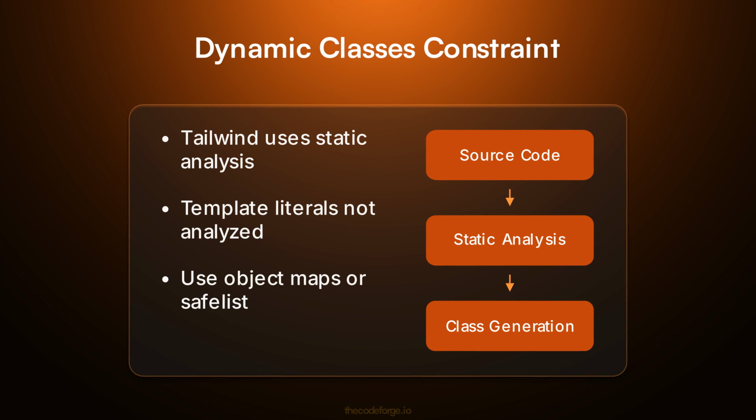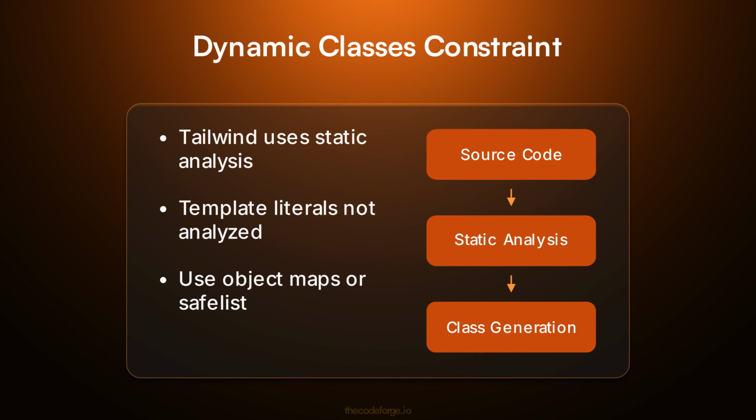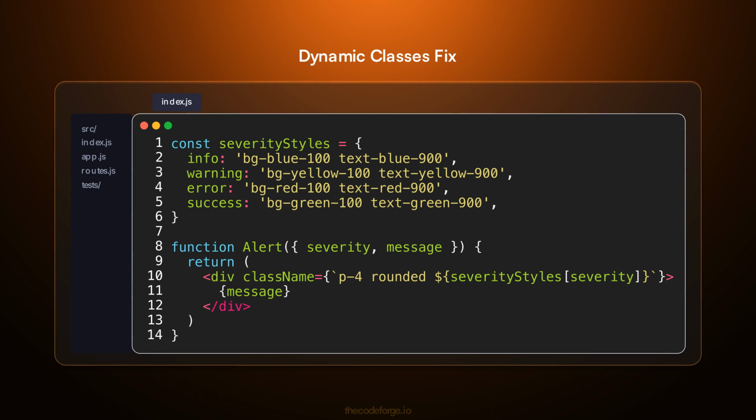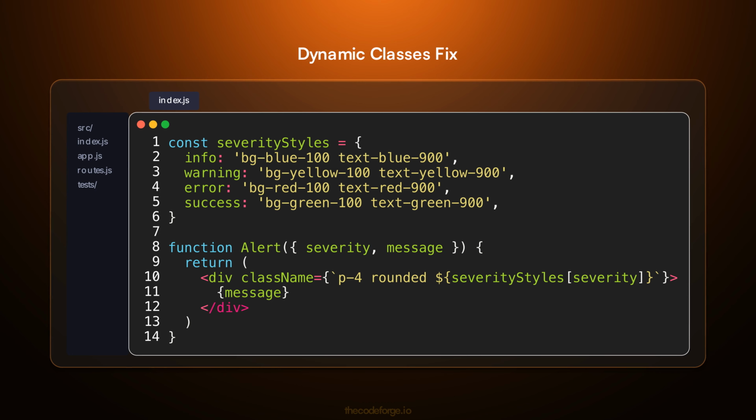Tailwind scans source files for complete class name strings. Template literals like text-${color}-500 cannot be analyzed because the variable value is unknown at build time. Use object maps with complete class strings instead. Instead of template literals, use an object map that contains complete class name strings.